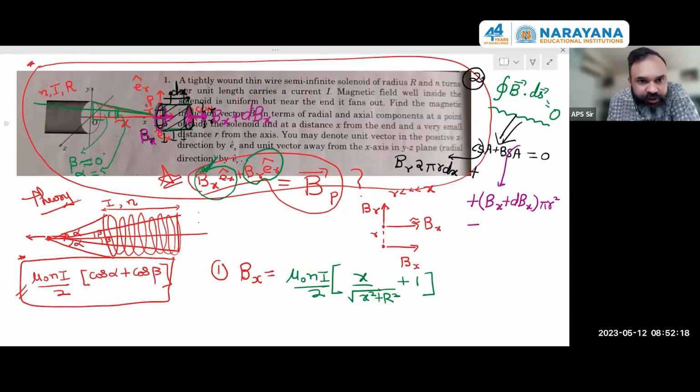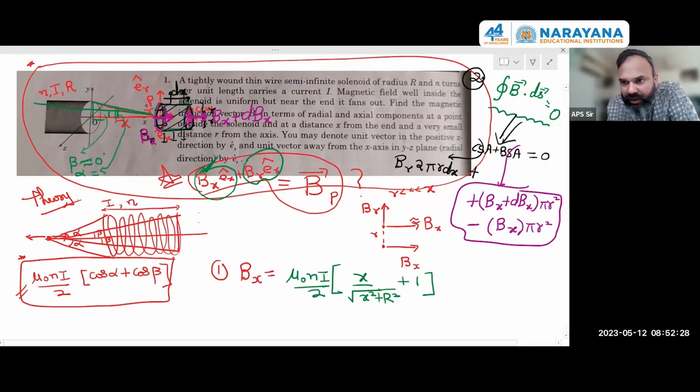And there is some flux which is entering from this side. So it is negative because it is entering, by convention. So Bx into pi r square. This much is the total flux from the base surface area. This is from the curved surface area. So net should be 0. Now just try to compile these terms properly and see what you are getting.